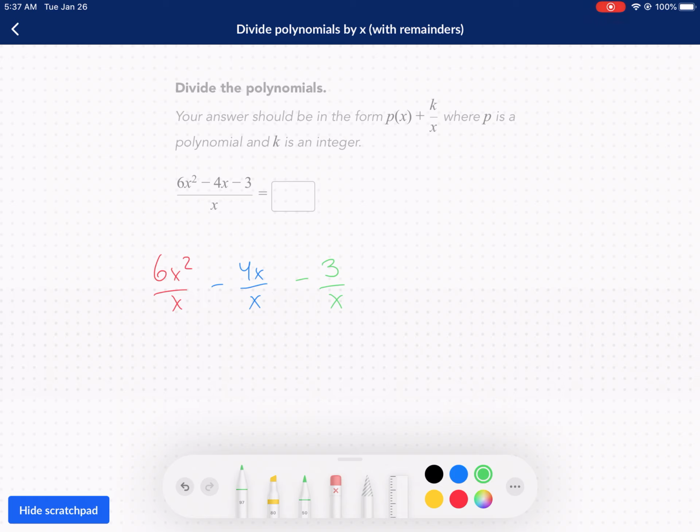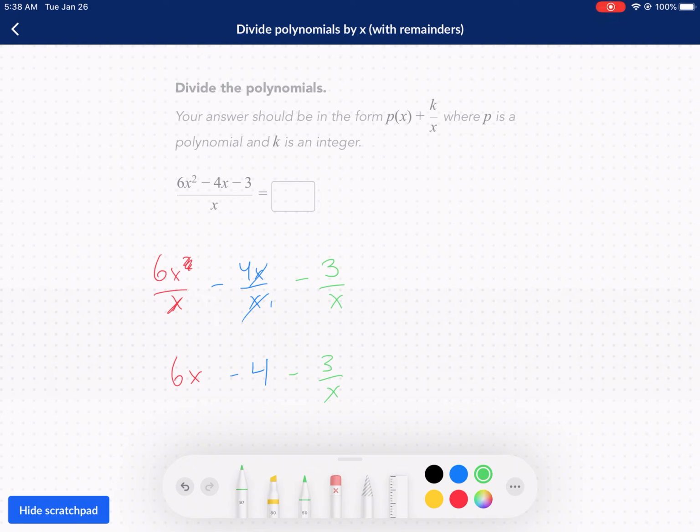With this, we can reduce each one of these. In the first one, we can cancel one of the x's in the bottom with one in the top, leaving us just 6x, fully reduced. In the next one, we can cancel the x's, and we're just left with negative 4 over 1, which just becomes negative 4. And the last one, there's nothing to cancel. The x can't cancel with any of the top, so we're left with a fraction. So we have 6x minus 4 minus 3 over x.